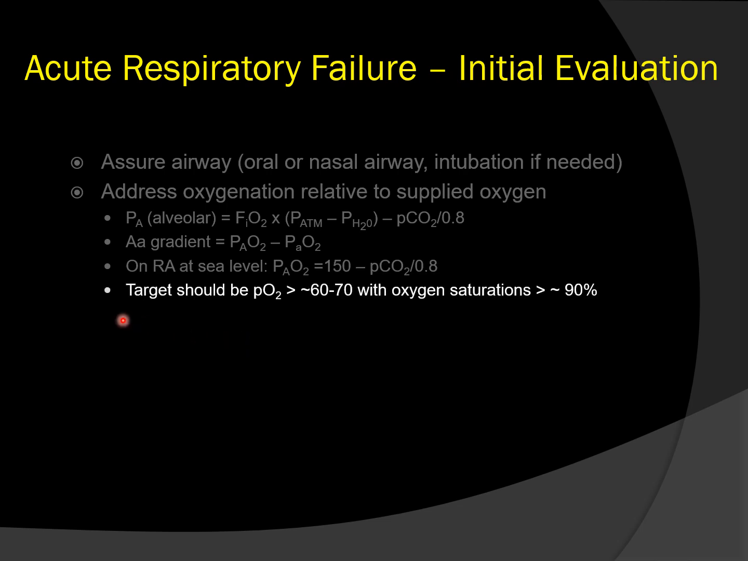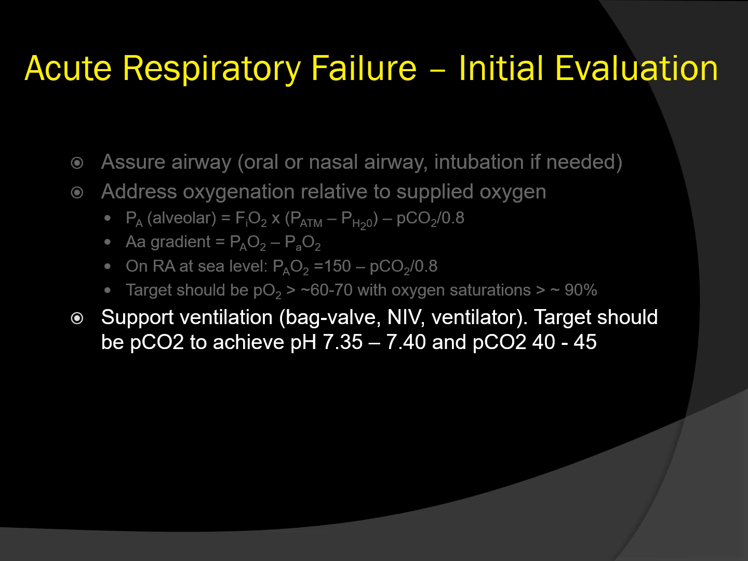Now, our target with treating patients should not be a completely perfect PO2, but an acceptable PO2. We tend to target PO2s in the 60 to 70 range, which should achieve a saturation over 90%. After going higher on PO2, there's only a modest further change in the saturation. The saturation can only go as high as 100%. So we're very happy when the PO2 is in the 60s or 70s and the saturations are over 90%.